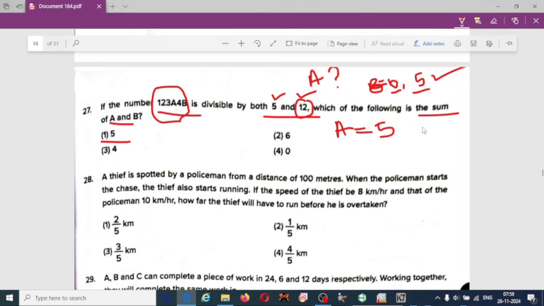Then if you add A plus B, that is again equal to 5. So option 1 is correct here, 5.